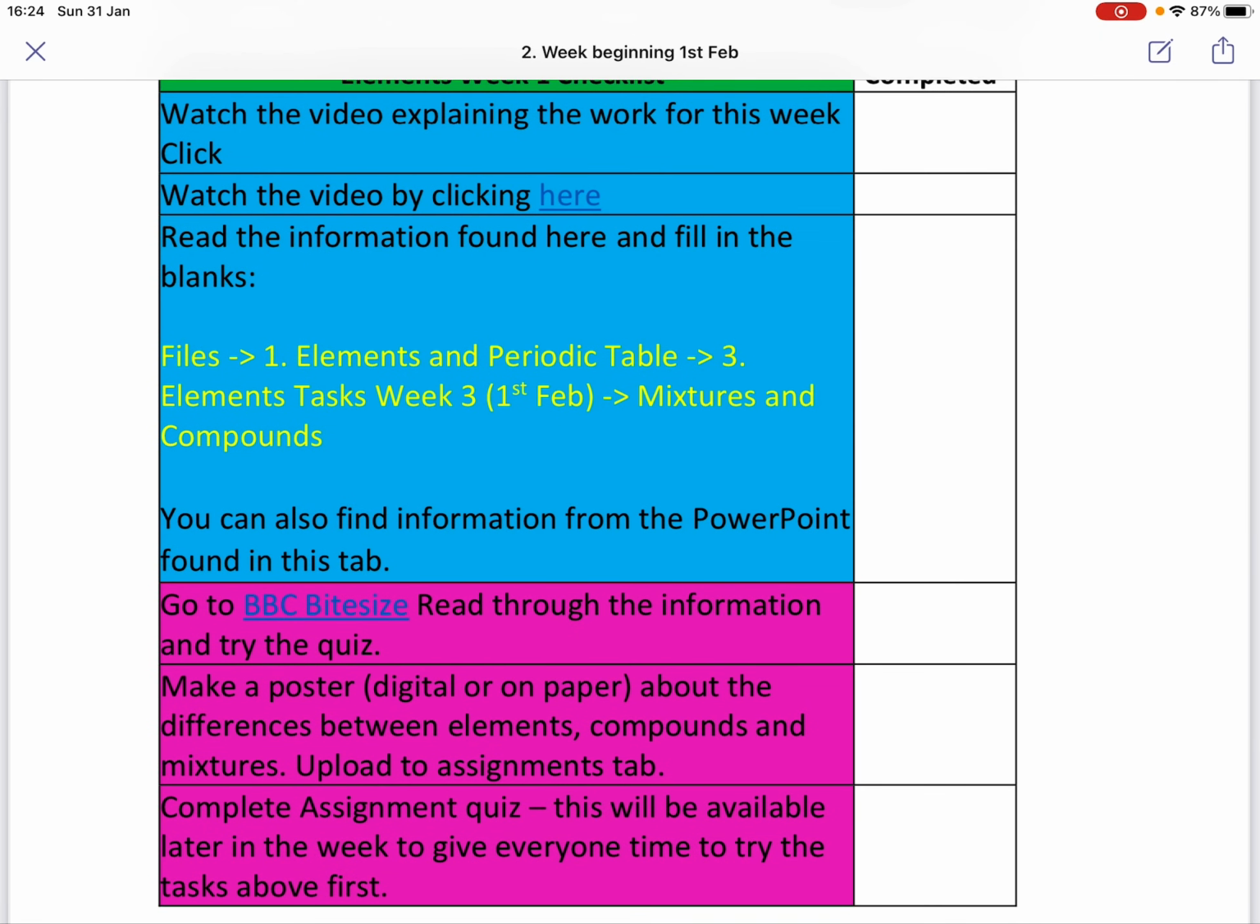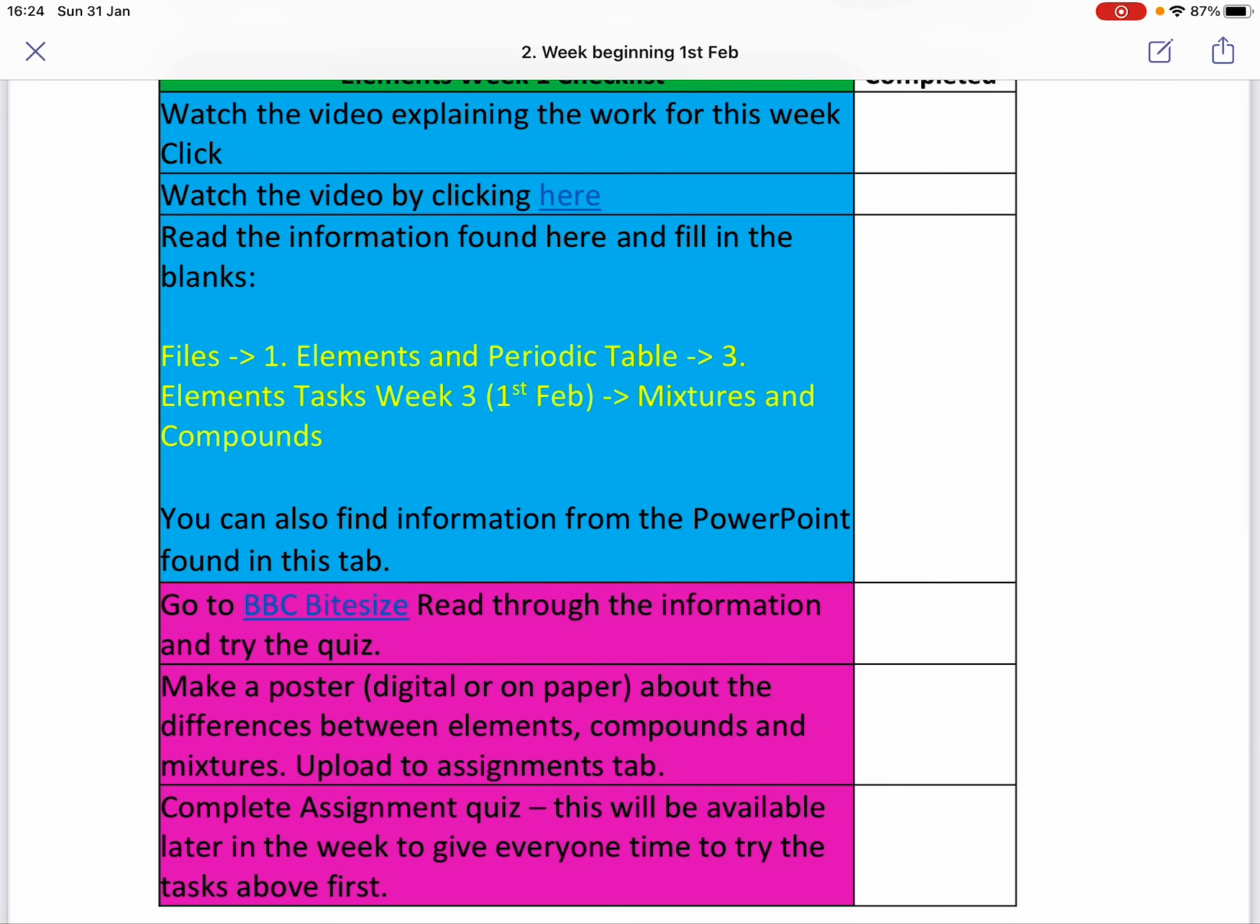As usual, I've got a couple of worksheets. I'd like you to read through the information and fill in any blanks. And there's also a PowerPoint presentation that will help you with that as well. So you read through the booklet, I'll show you in a second, and you use the PowerPoint to help you fill in the blanks.